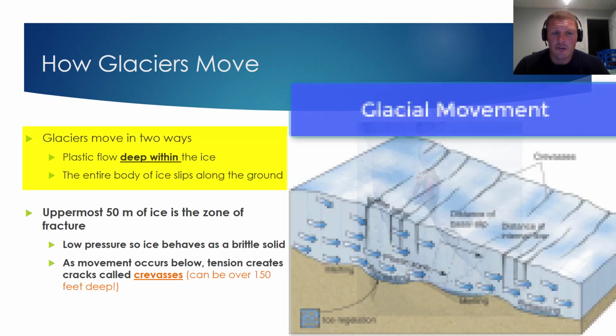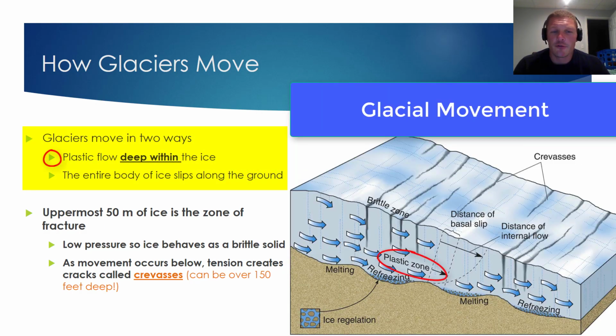Glaciers can move in two ways. The first way is plastic flow deep within the ice. Keep in mind that deep within the glacier, the ice is under incredible pressure due to the weight of the ice on top of it. That highly pressurized ice can flow, almost like melted plastic would flow. The second way that glaciers move is as the entire body of ice slips along the surface. Both movements described, the plastic flow and the slipping along the surface, are happening simultaneously.